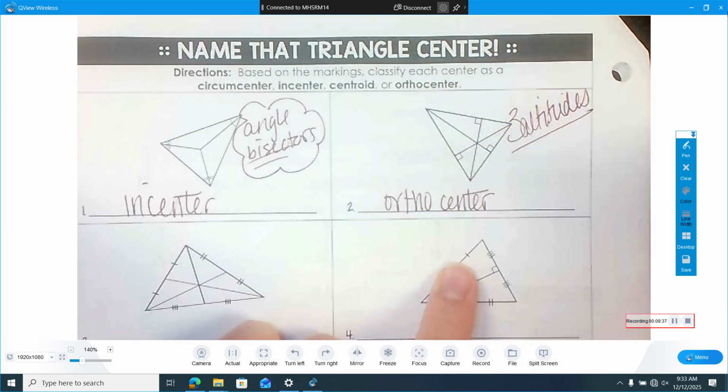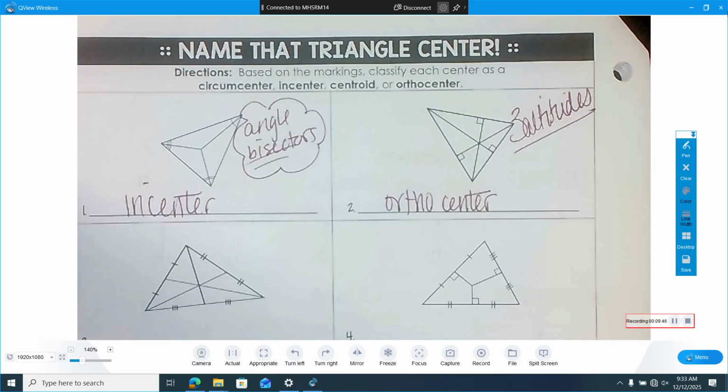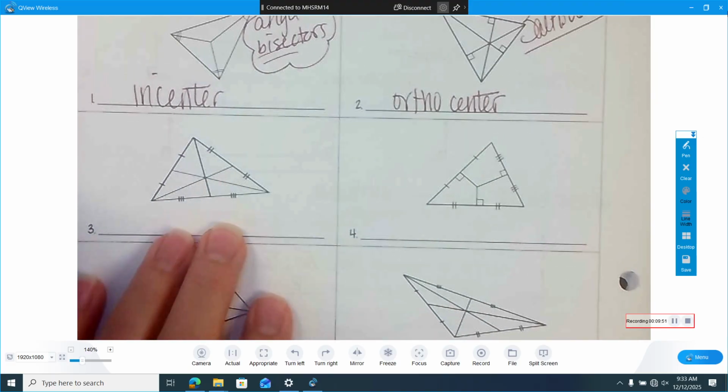Orthocenter. I wonder if that has anything to do with orthodontia? I don't know. Maybe we want our teeth to be straight, like perpendicular? I don't know.